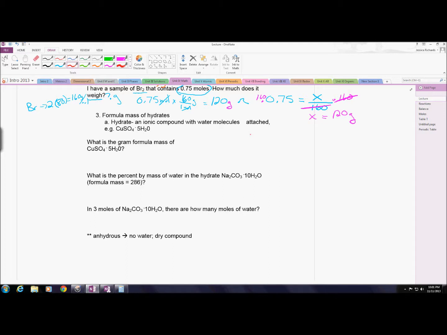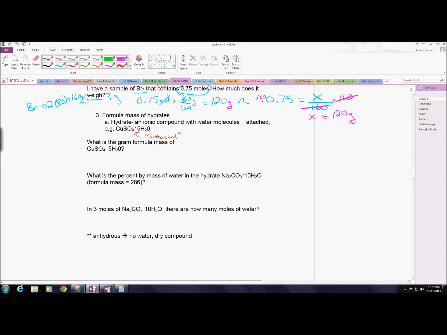So when we have a hydrate, we show that water molecules are attached with this little dot. So when you see that little dot, you're supposed to think attached. It's not chemically combined. You can get rid of it just by heating it. Think of it as if you had wet clothes and you threw them in the dryer. The heat from the dryer would get rid of the water, and your clothes weigh less once they're dry. Same thing happens with a hydrate.